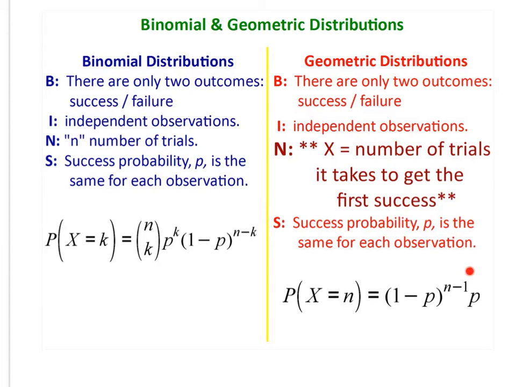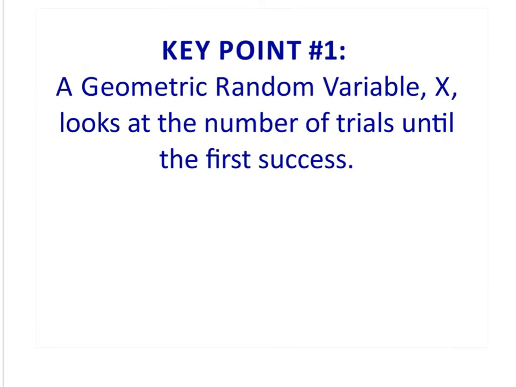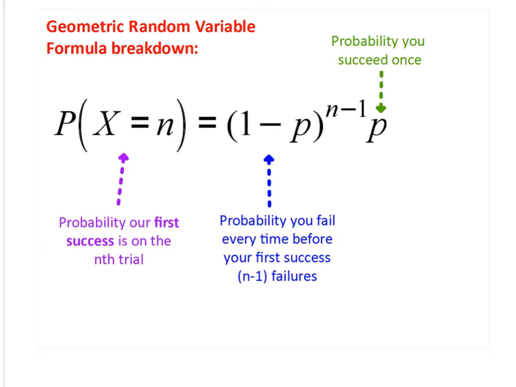So we have a new formula for geometric distributions. Make sure you get this formula down because we're going to correct it a bit. But the first key point is a geometric random variable x. So we're still defining random variables as x. It looks at the number of trials until the first success. And this is where we see our big difference. So let's dissect the formula a bit.